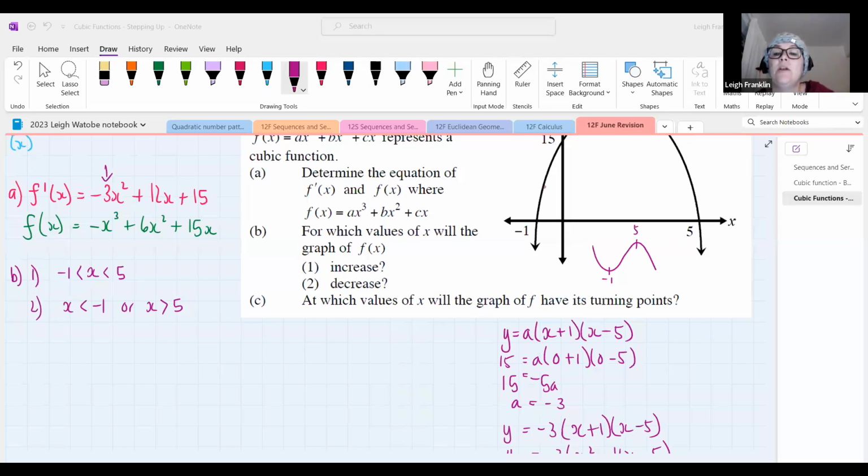It helps a lot, I think, to draw the little cubic function over here so that you can compare the two when you answer these questions. At which points will the graph have its turning points? That's part C. Remember, the turning points are the same x coordinates as the x-intercepts of the first derivative. So it has its turning points where x is equal to -1 or where x is equal to 5.